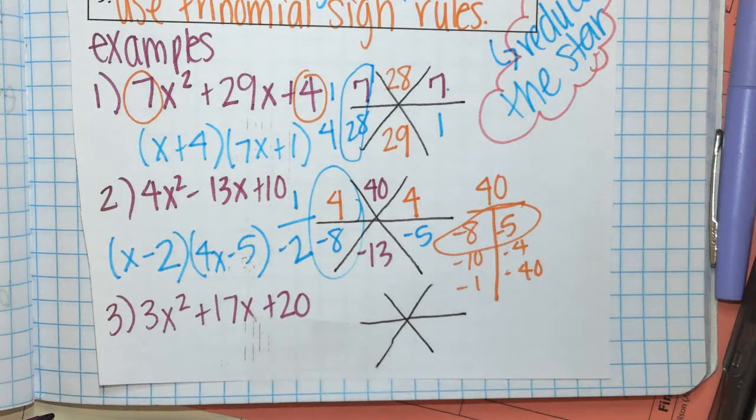Draw your star. Alright, what goes in the top of that star? 60. And how did you get 60?